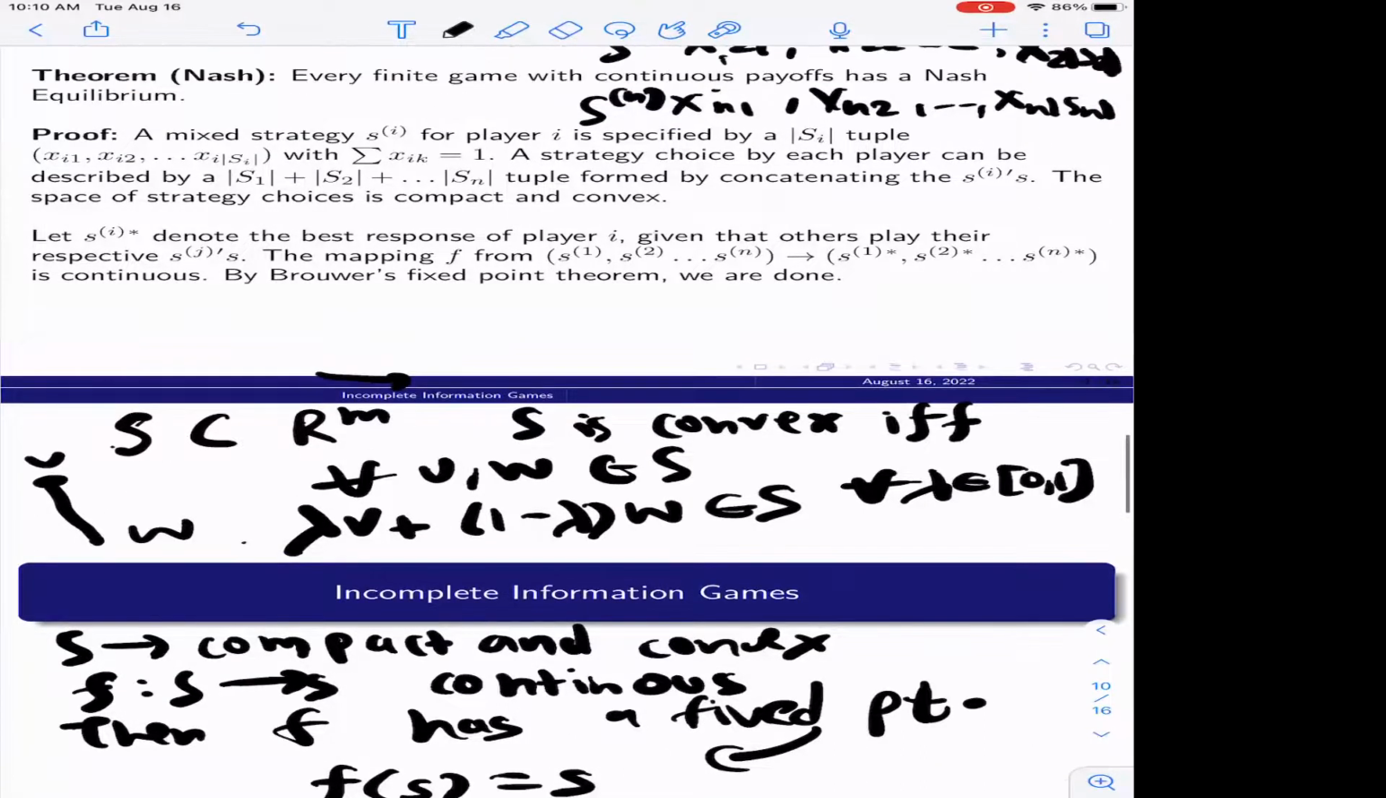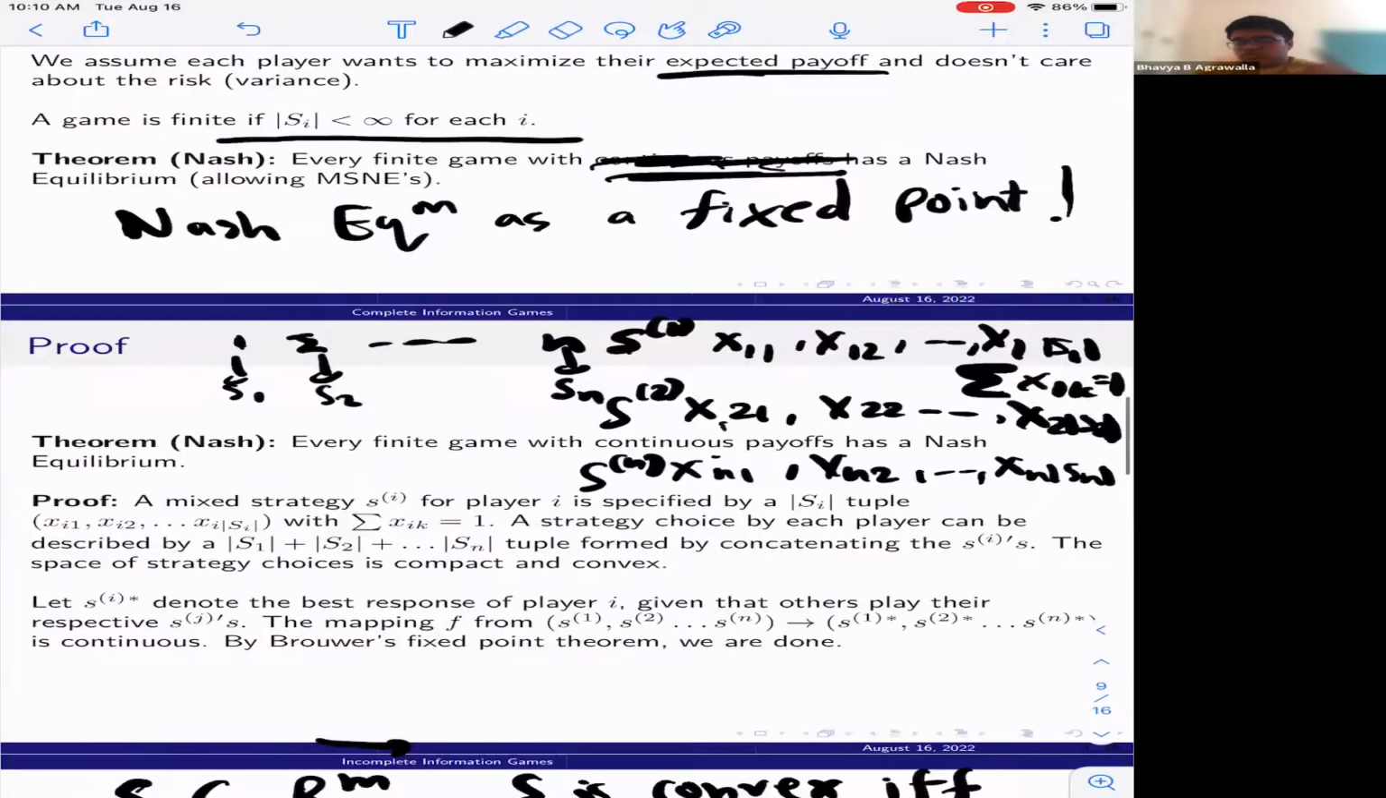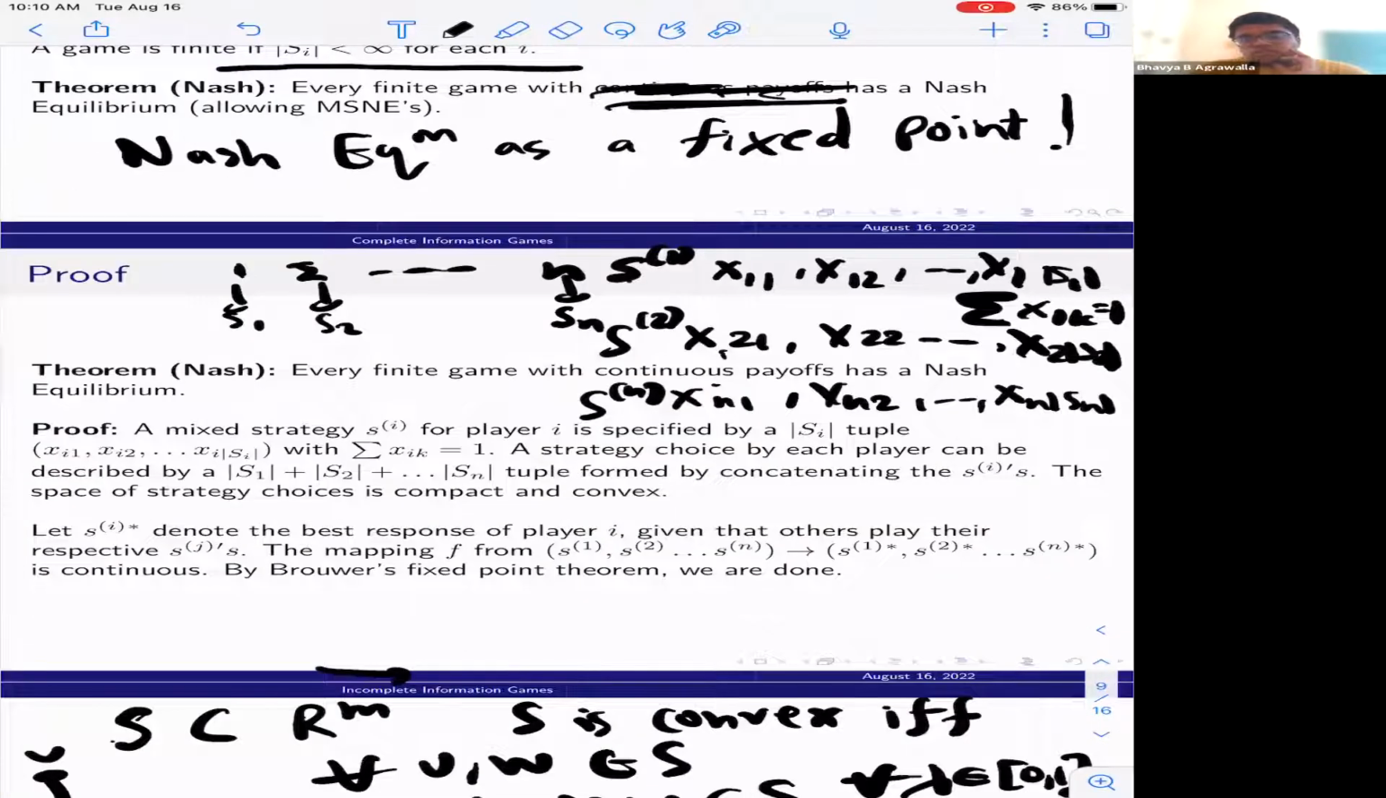So we want to construct an F which shows the existence of a Nash equilibrium. The choice is kind of intuitive. For every strategy choice (S1, S2, ..., Sn), which might be a mixed strategy choice, let (S1 star, S2 star, ..., Sn star) be constructed as follows. S1 star is the best response of player 1, given that the other players are playing S2 to Sn.